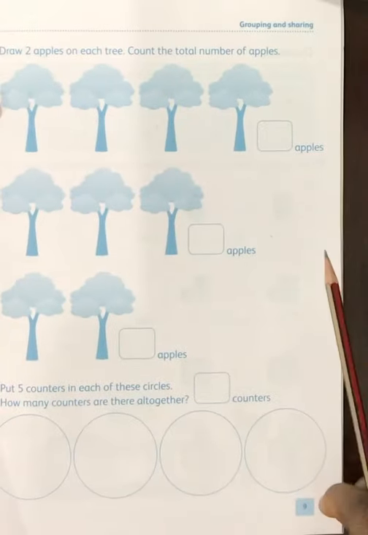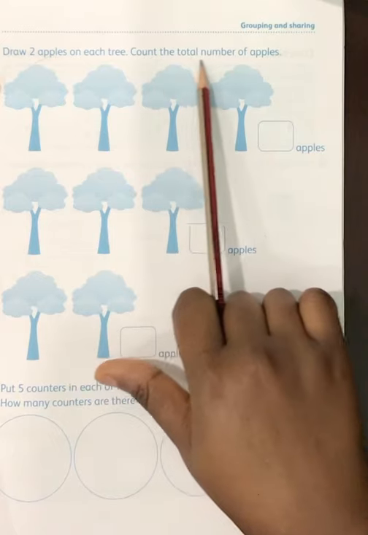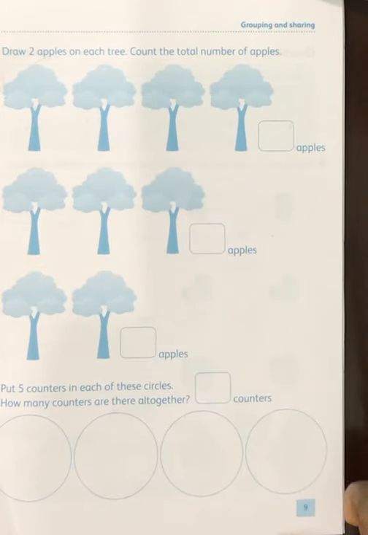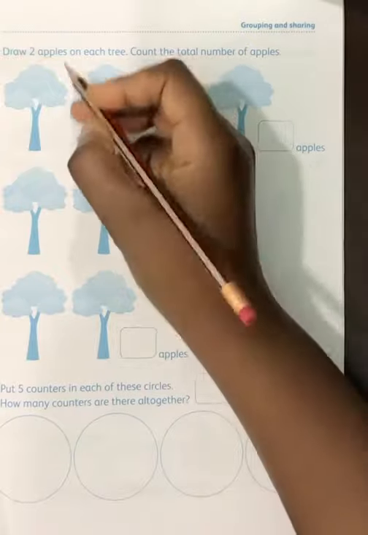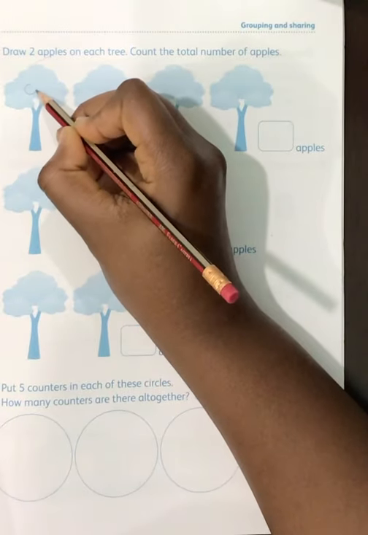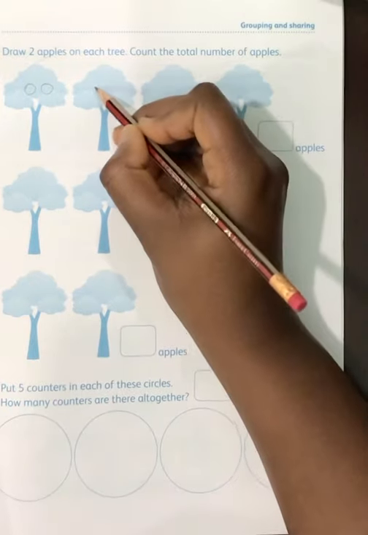Now, let's go here. Draw 2 apples in each tree. Count the total number of apples. They said draw 2 apples in each tree. How many trees do we have? 1, 2, 3, 4 trees. So I have to draw 2 apples each. Let's do this. Maybe this is my apple. I will just draw circles like my apple.